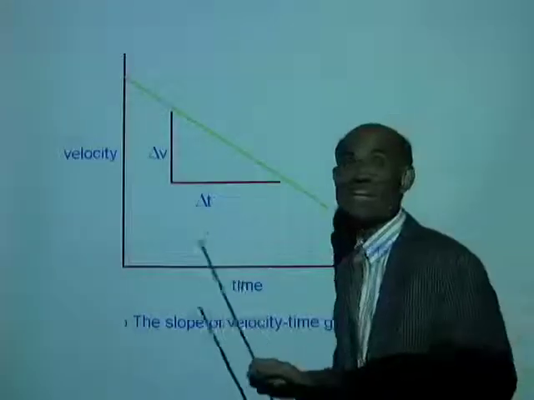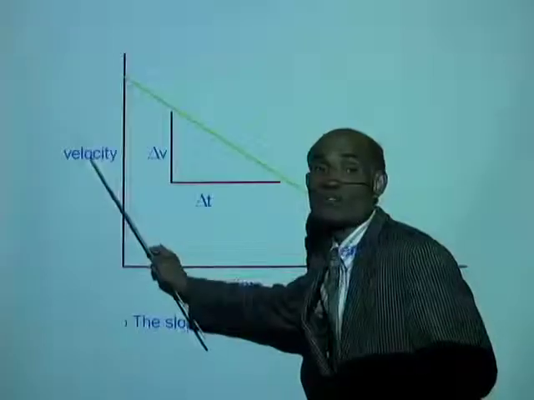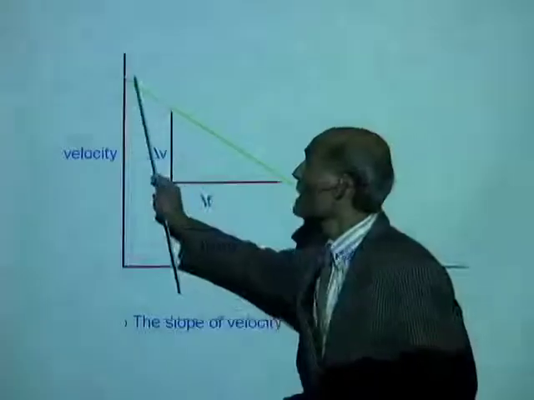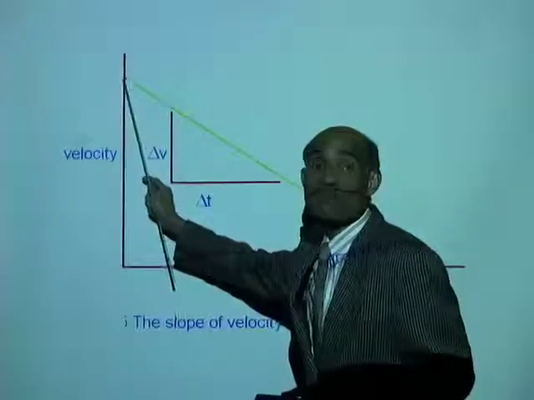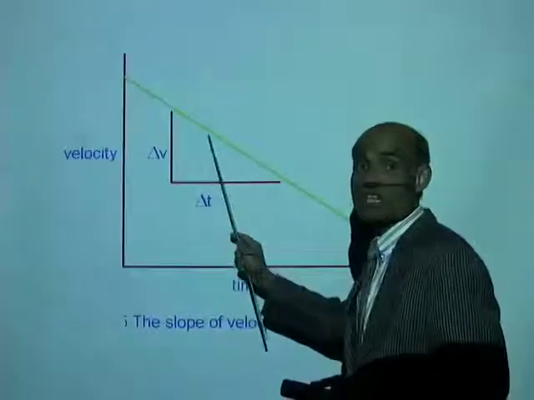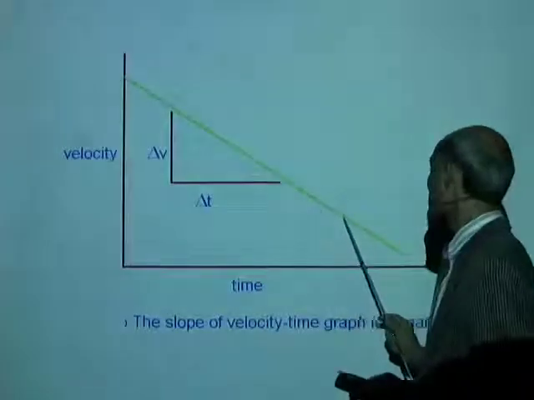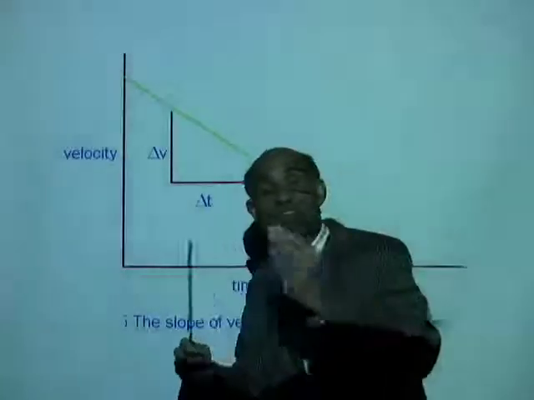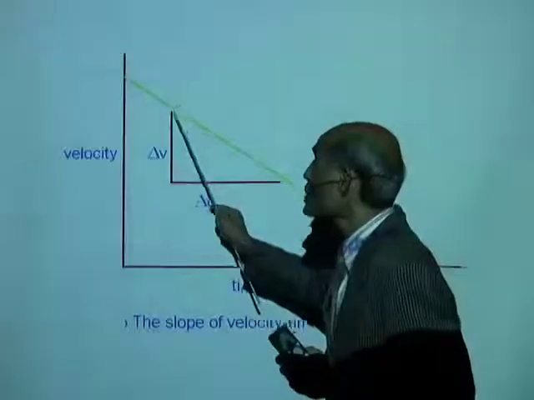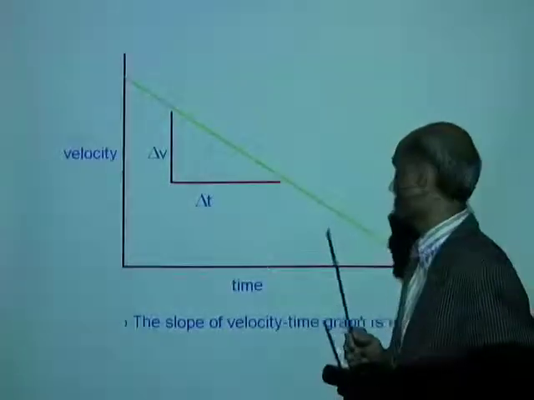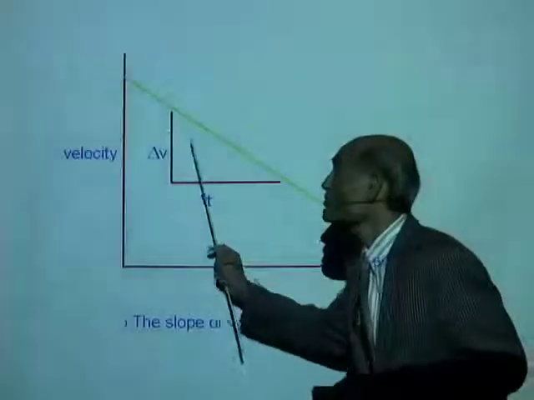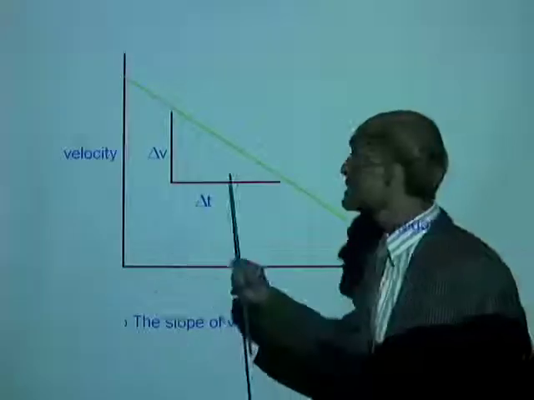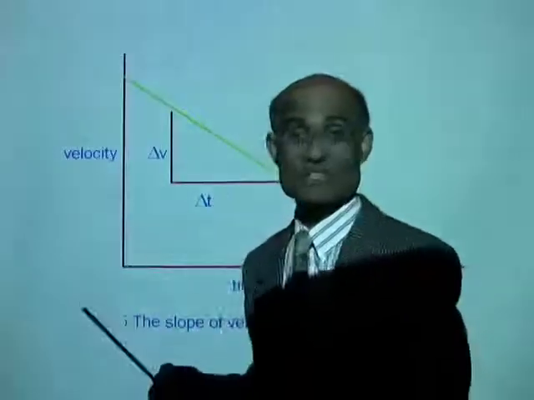Now look at the next graph. This is again a graph of velocity against time. What is the difference here? The particle starts with an initial velocity, and its velocity decreases steadily until it reaches a very small value. The velocity is decreasing. Now, what kind of slope do you have for this graph? This time, the slope of the velocity against time graph is negative. It indicates that the velocity is decreasing.